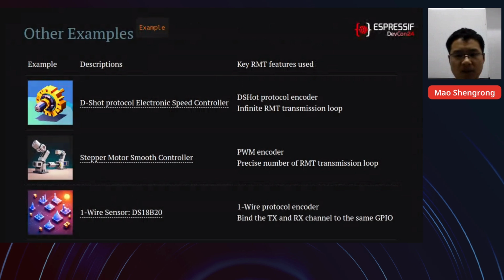The one-wire temperature sensor. Unlike implementing it using GPIO bit banging, the RMT-based one-wire bus can operate stably in an RTOS environment. It's unaffected by context switching.